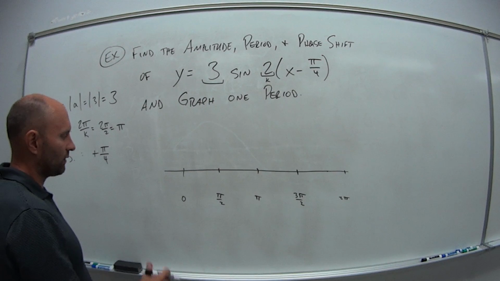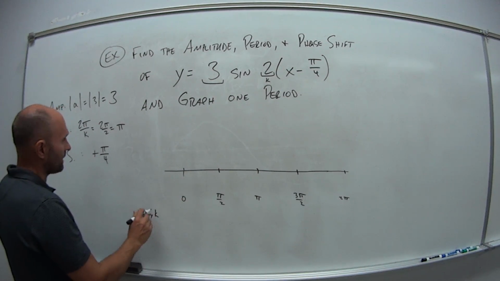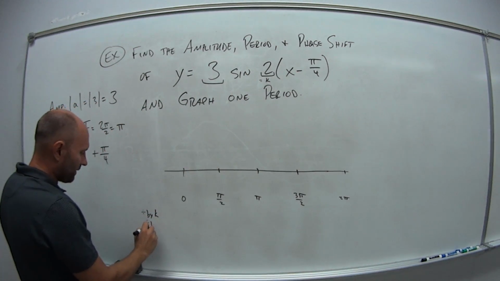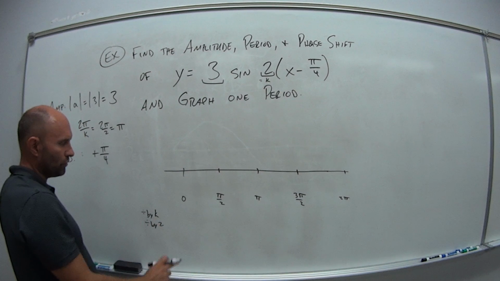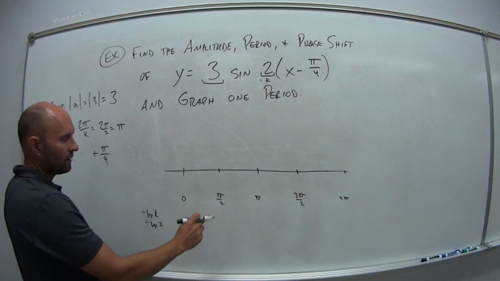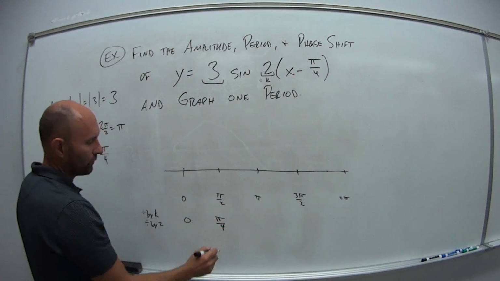What's the first thing I said we do? Well, the first thing we do is divide by k. Our k is 2, so I'm going to divide everything by 2. So 0 divided by 2 is 0. Pi over 2 divided by 2 is pi over 4.